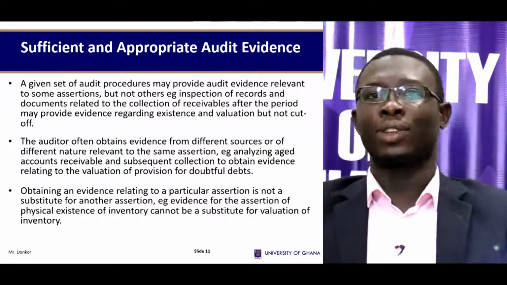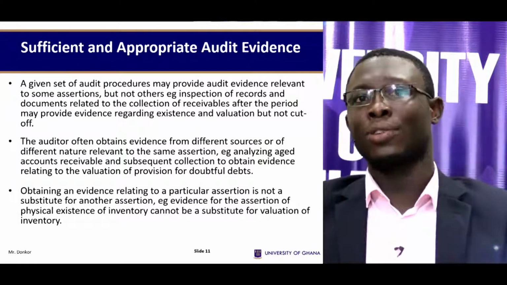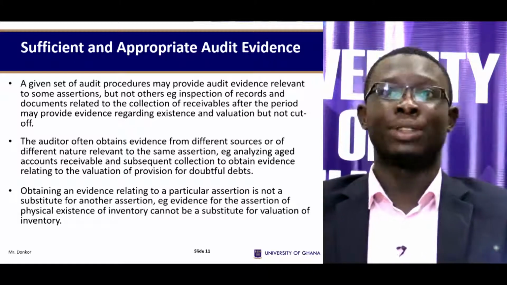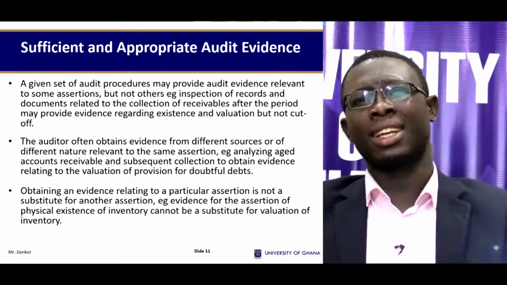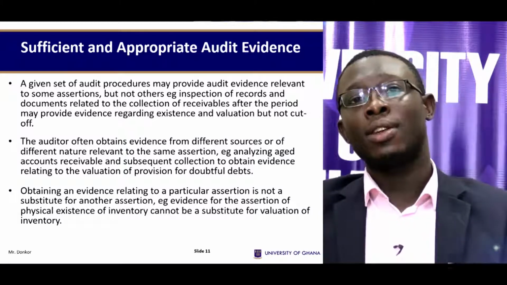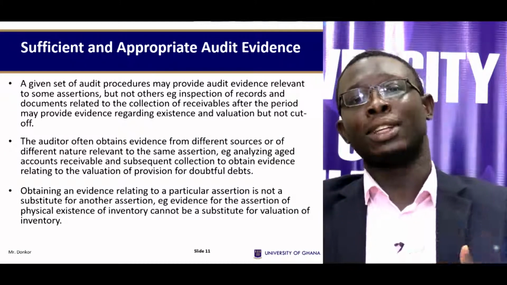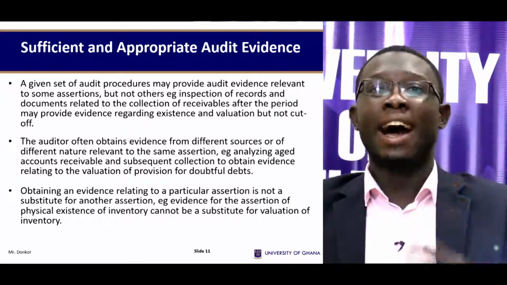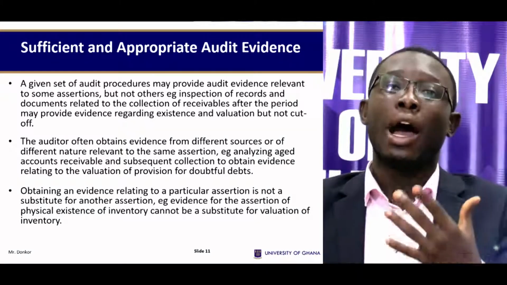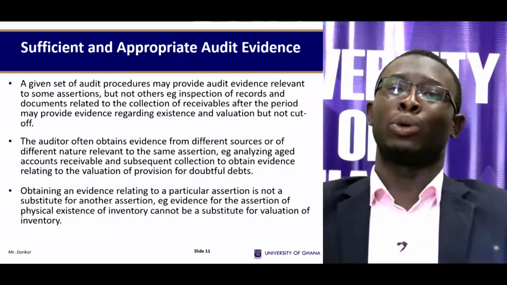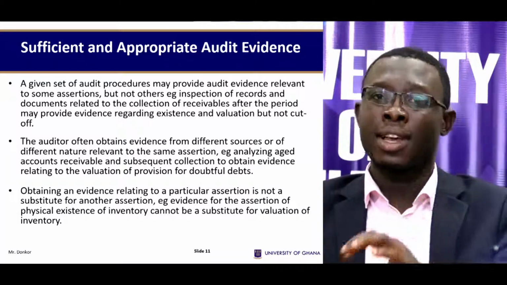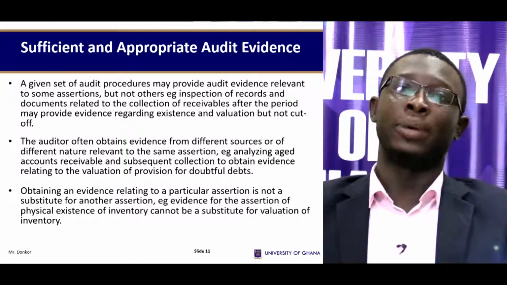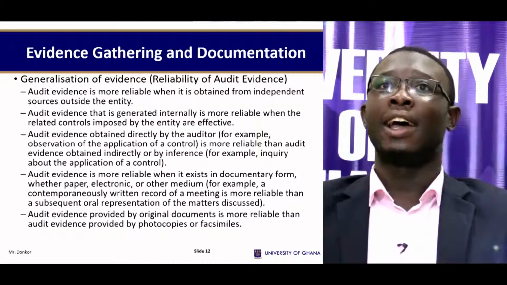Example, evidence for the assertion of physical existence of inventory cannot be a substitute for evidence of valuation of inventory. What does this tell us? This informs us, as auditors, to gather enough evidence and to gather sufficient and appropriate evidence in terms of the quantity, that is sufficiency, and quality, that is the appropriateness of the audit evidence.